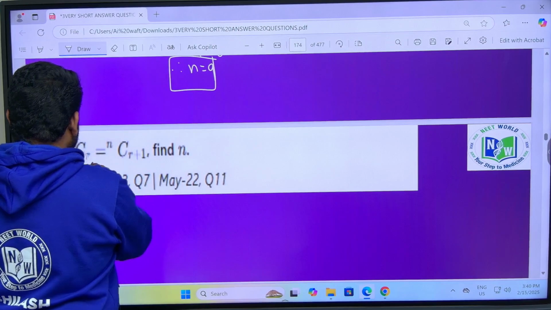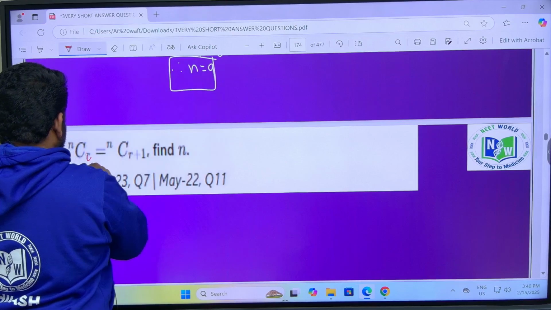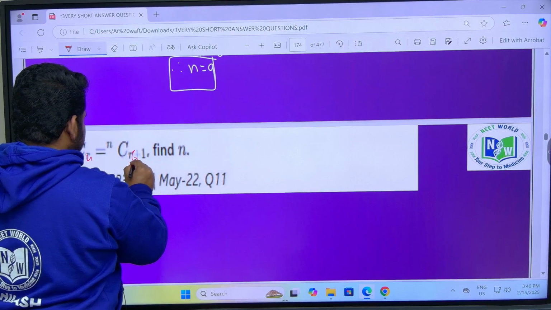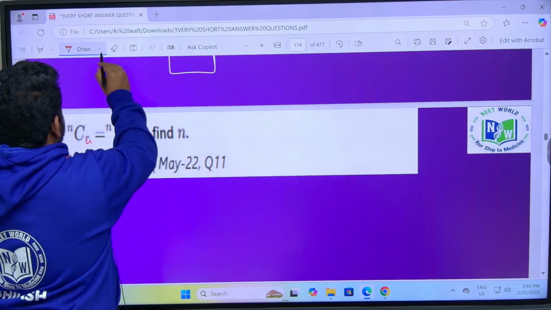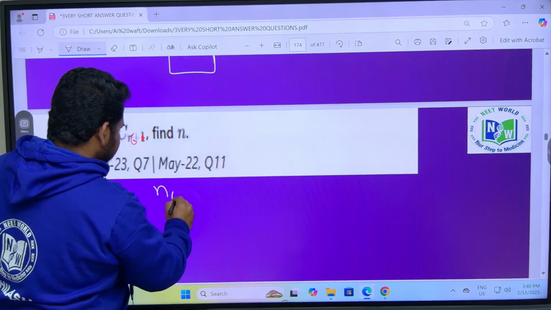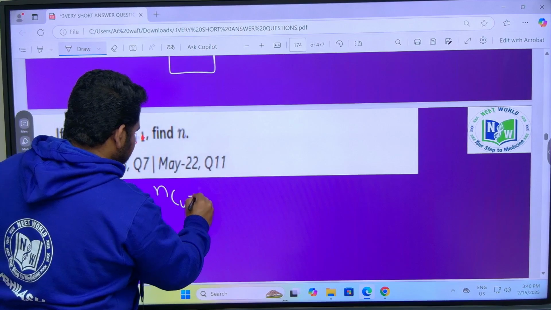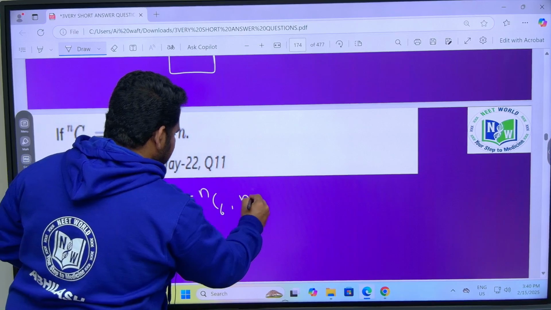This should be nC4 is equal to nC6. Okay, nC4 is equal to nC6, find n. This is also a very simple question. I told you while telling about the concept. nC4 is equal to nC6. You have to find n is equal to how much.